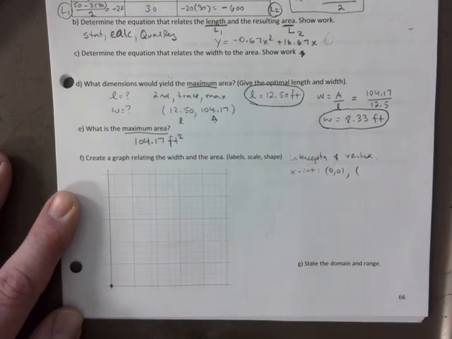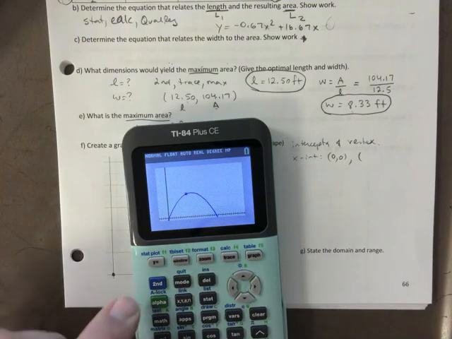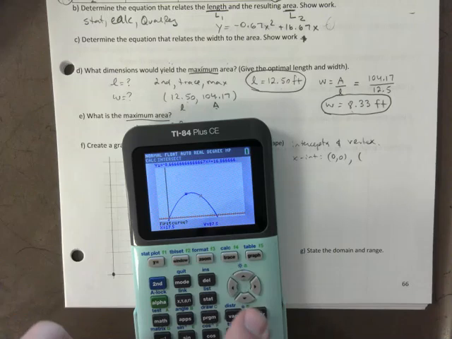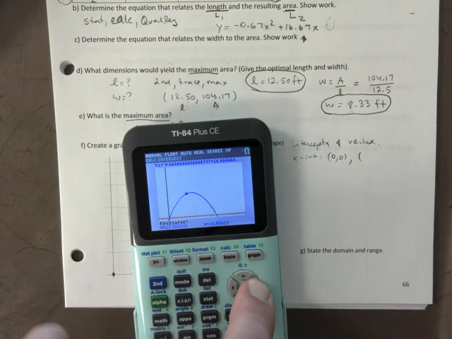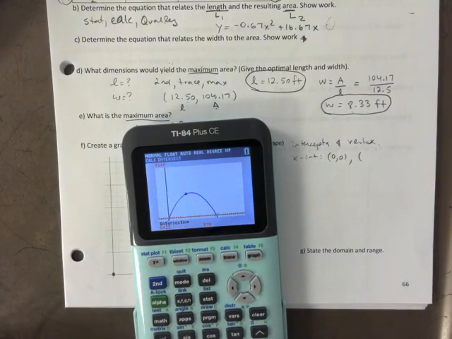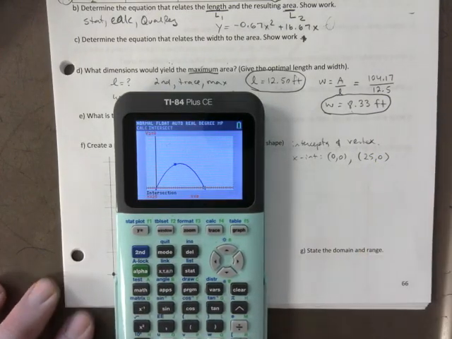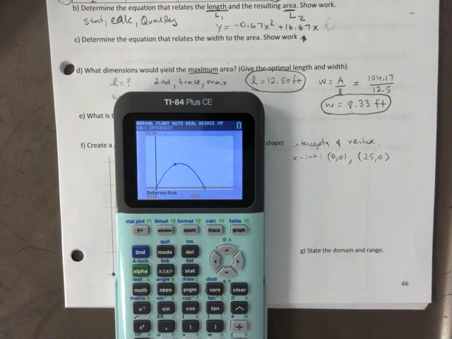To graph it, we need to let y2 equal 0. Second trace, 5. Graphing, folks, is the same old, same old. You just need to have the points. So I found out that it's (25, 0).